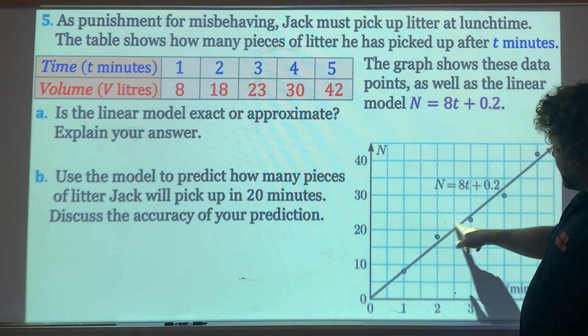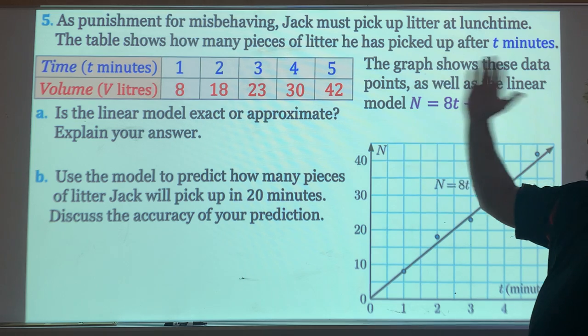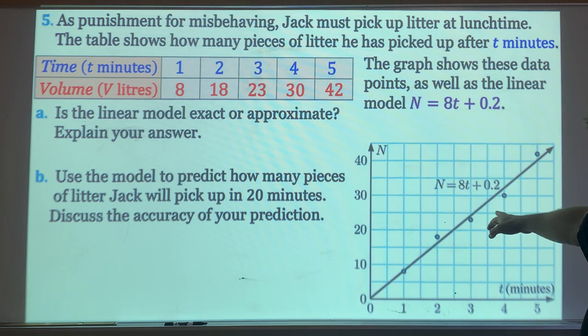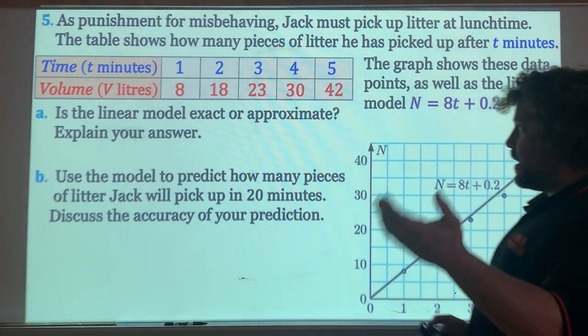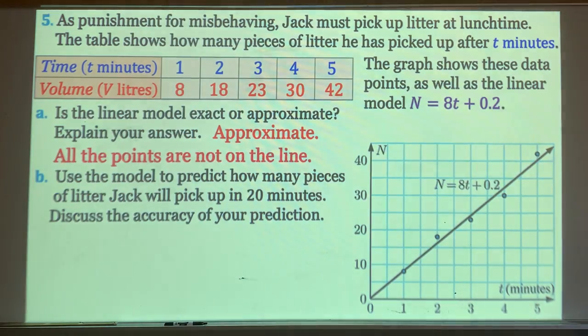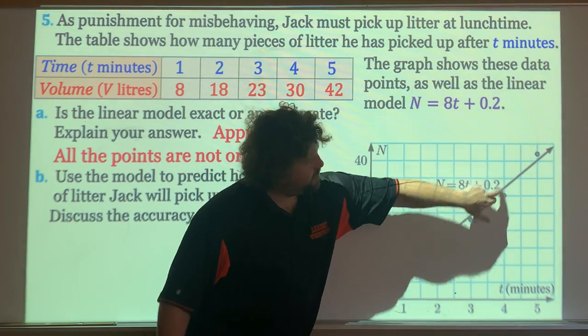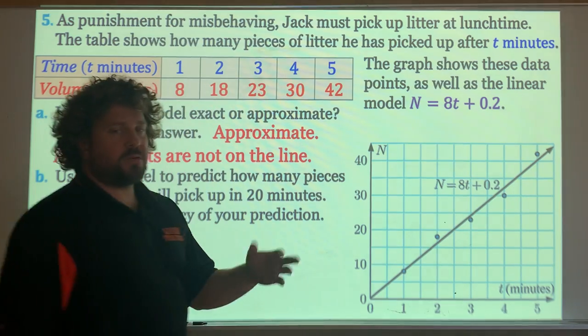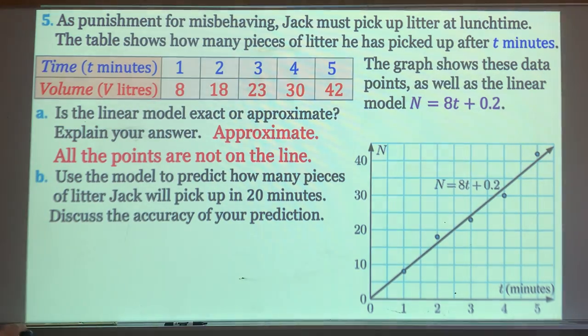Is this linear model right here an approximation or exact? Look at the line going through the points. It is an approximation. Why? The line doesn't go through every single point. All the points are not on the line. Look at it. Okay. So it's an approximation. It's a pretty decent one, but it still is approximate.